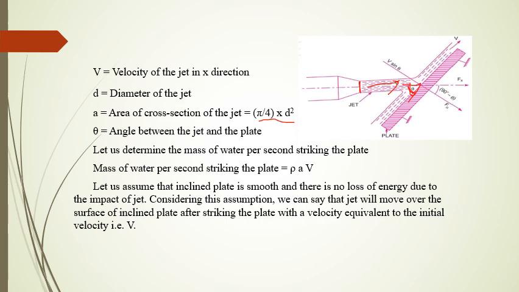Let us determine the mass of water per second striking the plate, which is rho AV. Let us assume that the plate is inclined and smooth and there is no loss of energy due to impact of jet. Considering this assumption, we say that the jet will move over the surface of the inclined plate after striking with a velocity equivalent to the initial velocity. That means the jet strikes the plate inclinedly and moves along the plate. Now the initial velocity is v.